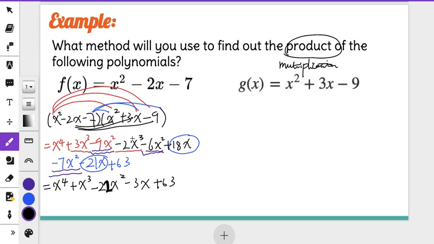Now we are going to redo this with the box method. You can definitely try the box method by yourself. If you want to do that, you can simply pause the video, or we can just do it together. Since it's 3 terms times 3 terms, this time is a little bit different. The box will be 3 by 3.